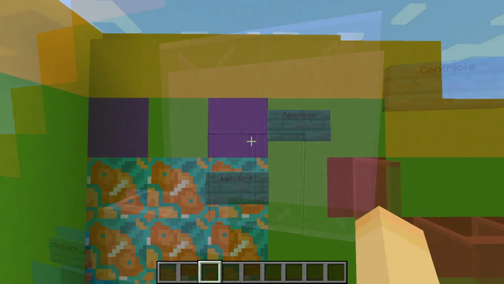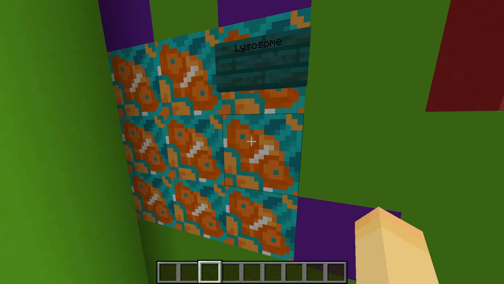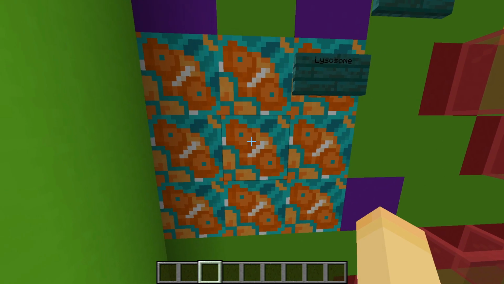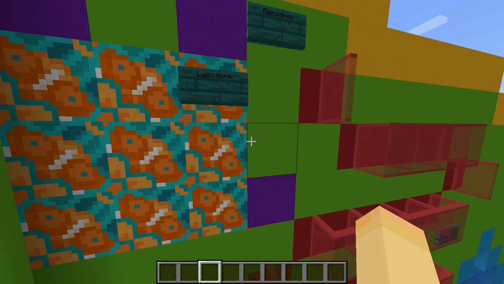These purple thingies, ribosomes, are important because they are responsible for protein synthesis. Now this cool patterned figure is actually the lysosome, but Haley already went over that, so I won't repeat it.